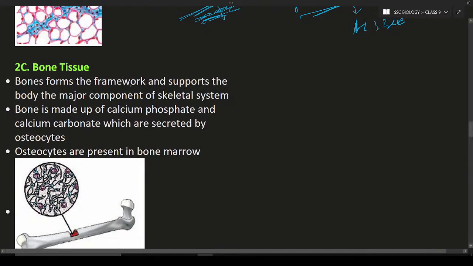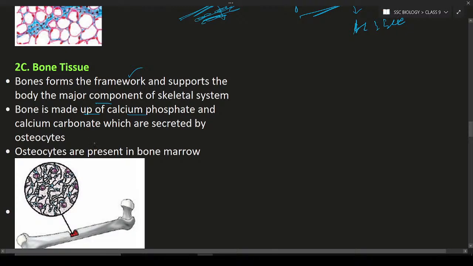They are going to provide the framework for the body and support the body. Bones are the major component of the skeletal system. The skeletal system is nothing but the bones, the different types of bones in the animal body. Bone is made up of calcium phosphate and also calcium carbonate, which are secreted by the osteocytes. Remember, osteocytes are the bone cells.